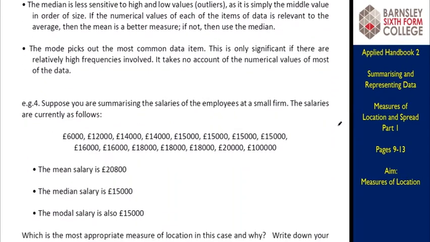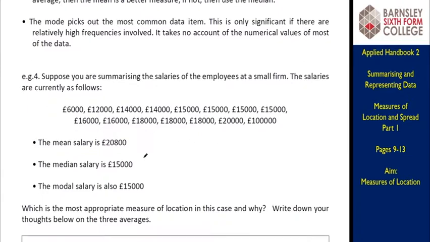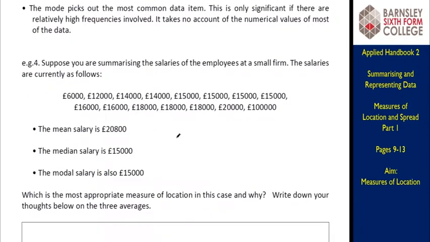So in example 4, we've got salaries of employees at a small firm, and you've got the following salaries there, and you've got the mean, median, mode already calculated for us. So think about it, these values are quite different. Now the mean salary here being 28,800 doesn't seem that representative of the whole company, because only one person earns over the mean salary. And then the median, you've got 15,000, which seems a better representative in this case.